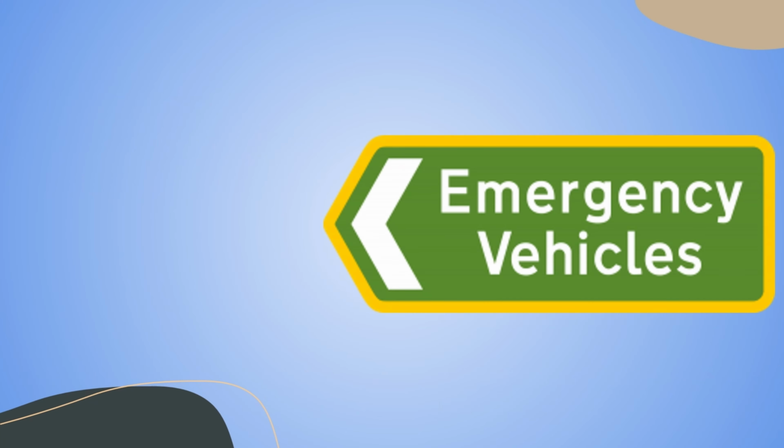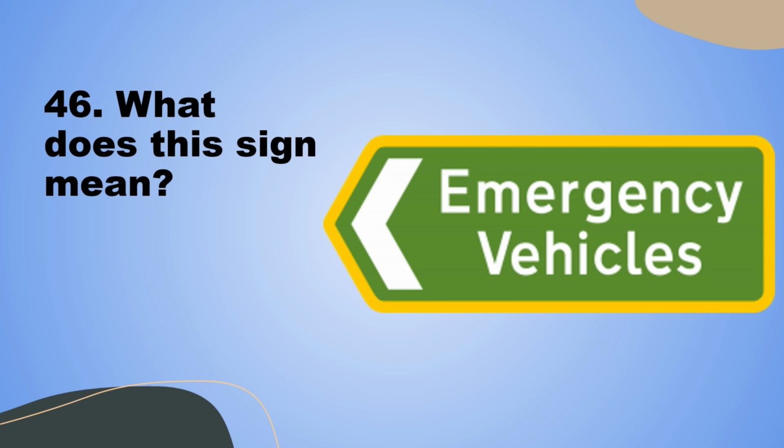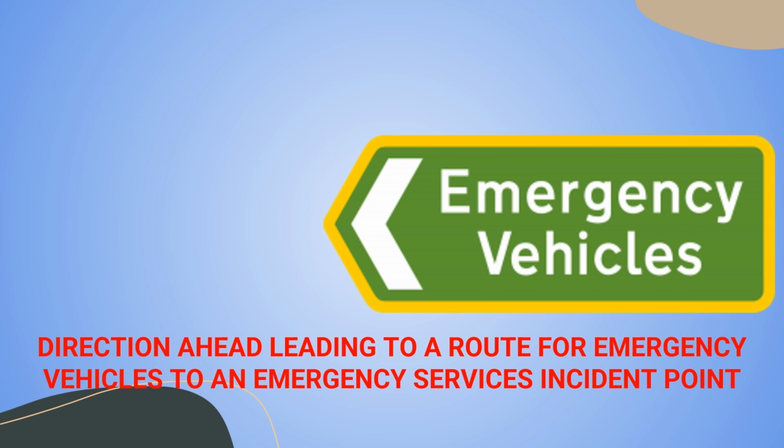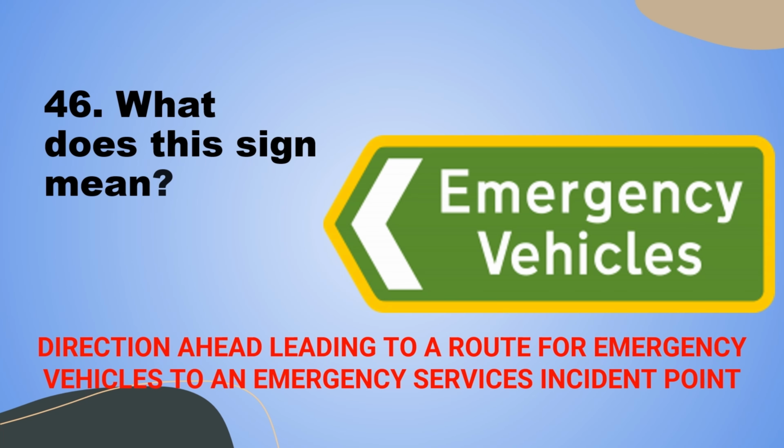The next question, what does this sign mean? Green, guys, remember green. So we have brown, we have green, we have yellow. This one is green. So this sign means direction ahead leading to a route for emergency vehicles to an emergency services incident point. So it says on the sign, emergency vehicles on the left.